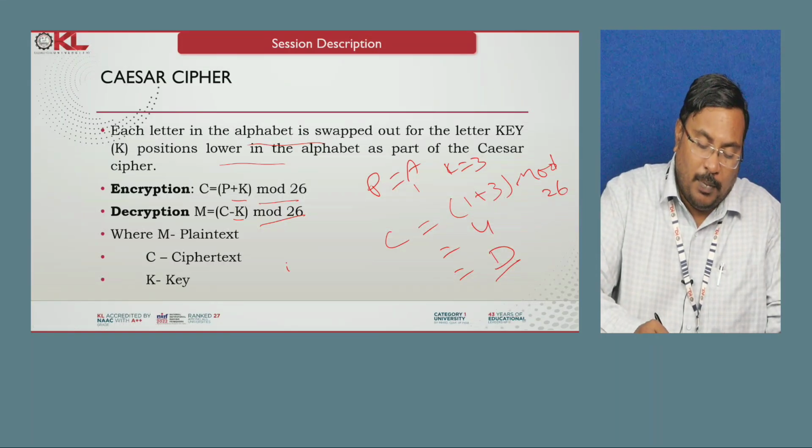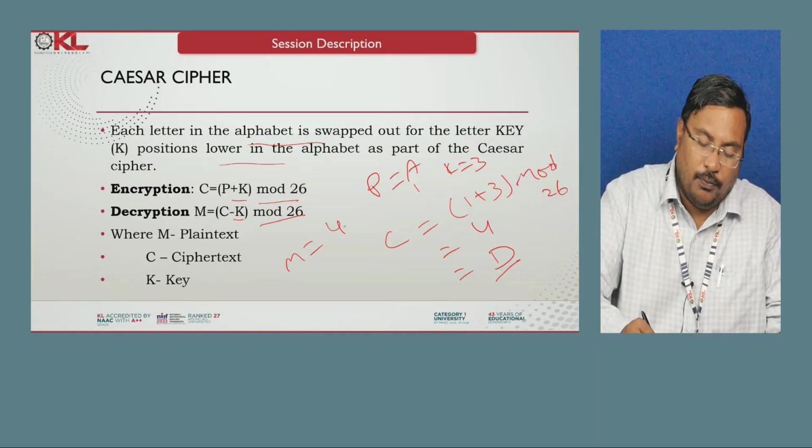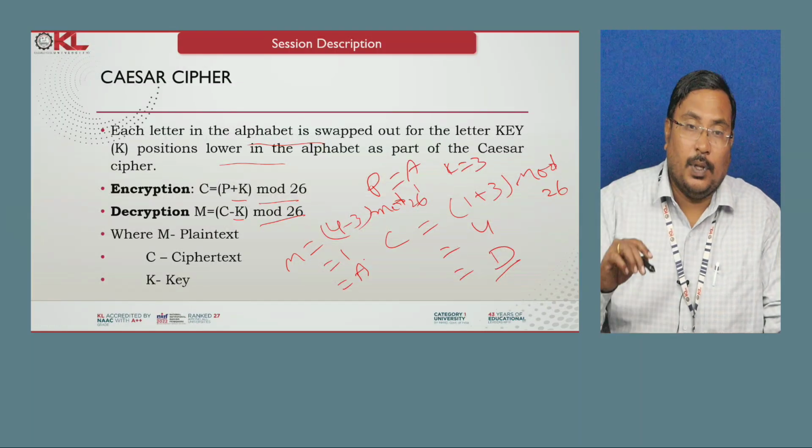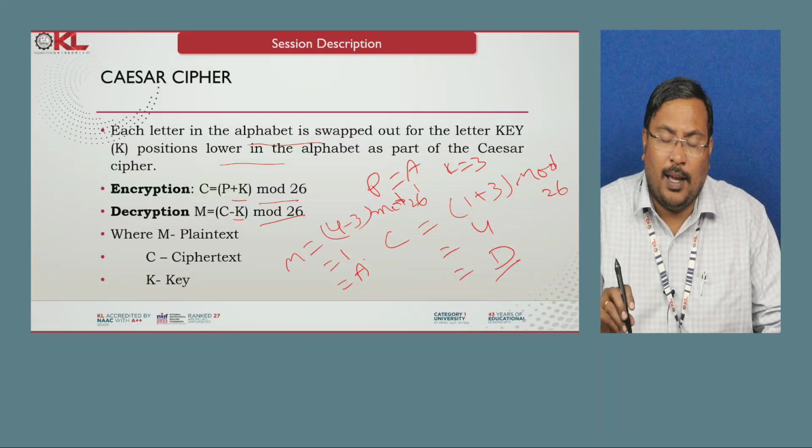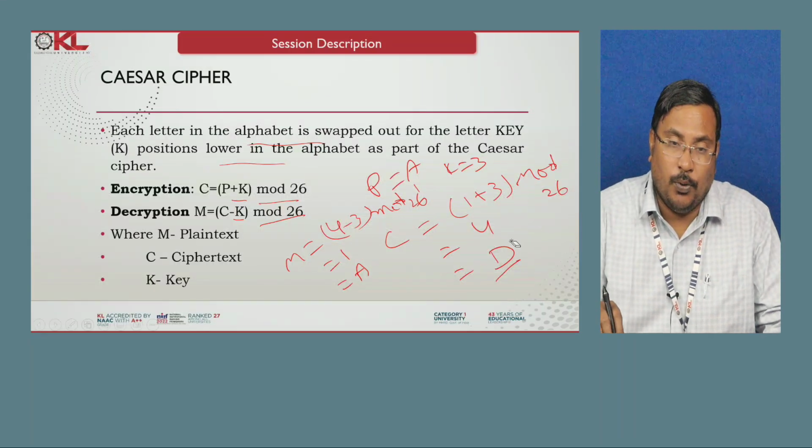In the reverse side, what will happen now? So message equal to, what is the C value? D. D means 4. The key value is 3. 4 minus 3 mod 26. You will get 1. 1 is assigned with A. So for our convenience, I am taking capital letters for both encryption and decryption data.